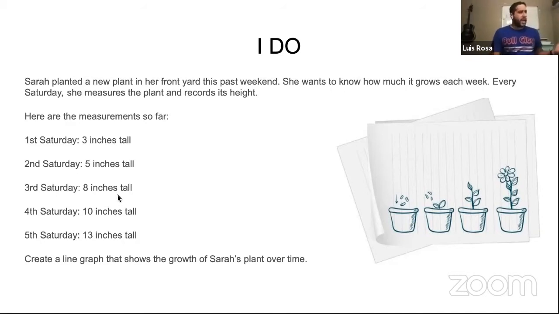So again, the first Saturday was 3 inches tall, second Saturday was 5 inches tall, third Saturday was 8 inches tall, fourth Saturday was 10 inches tall, and then the fifth Saturday was 13 inches tall. So your line graph should be going upwards, okay? It should not be wiggly. It should not be going up and down, up and down. It should be going up the entire time. The slope of the line might go up a little bit higher once and then a little bit flatter on the other one, but it always should be going upwards.